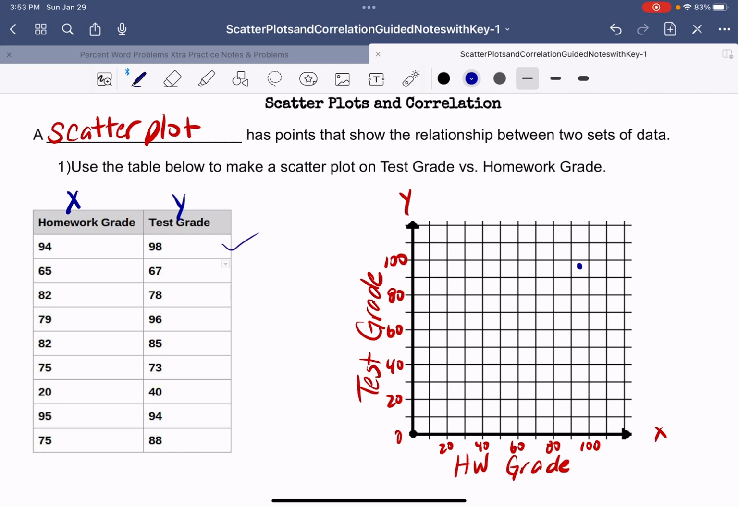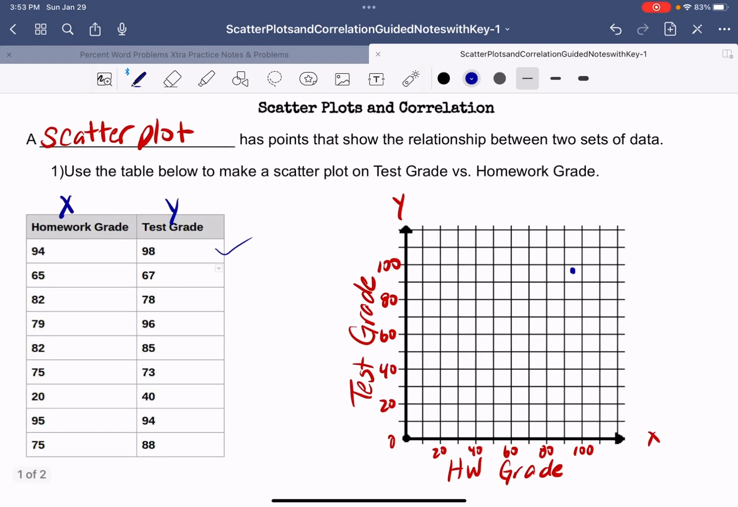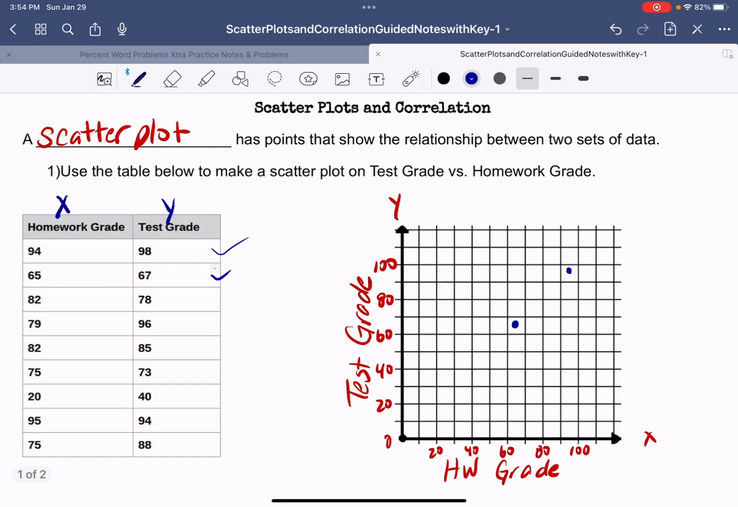Let's do 65 and 67. So I'm going to go here to 65, and then go up to 67. It's going to be somewhere right in here. I'll show you. 65, I'm going to go straight up to about 67. Remember, this is 70 here, so somewhere in the halfway point. All right, so we've got our second data point. Our next data point, 82 on the x-axis, find that, and then go up from there to 78. So we're somewhere right in here.